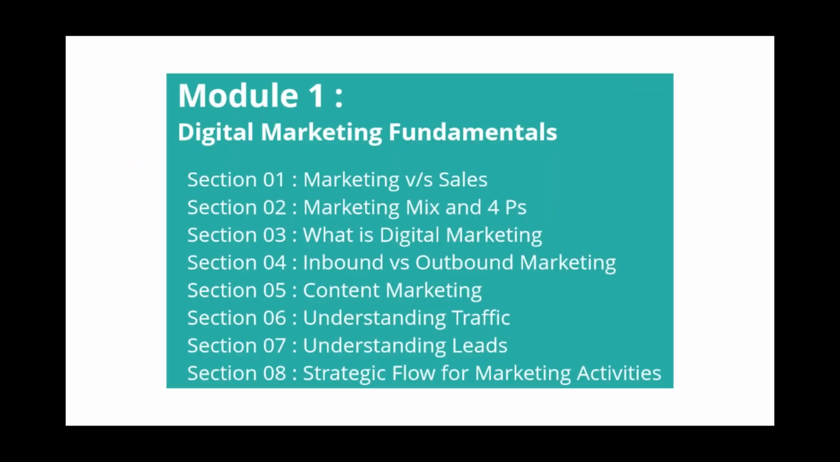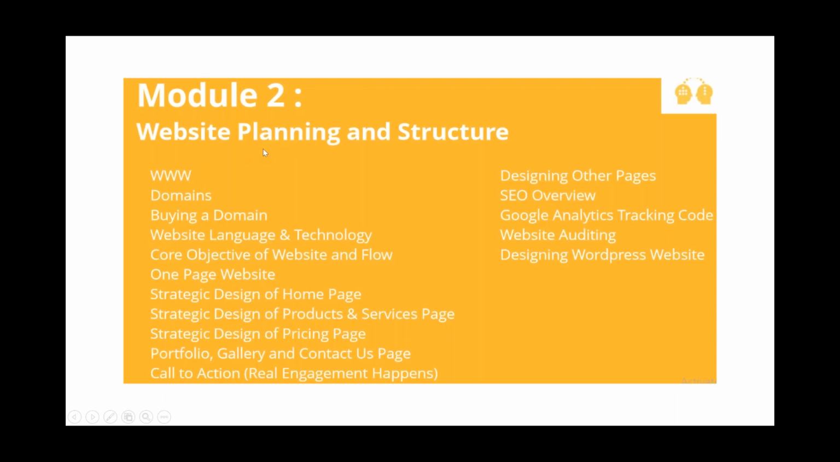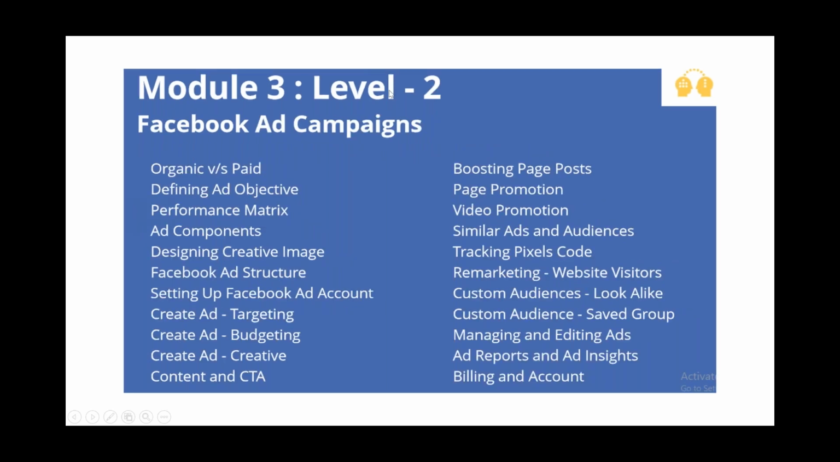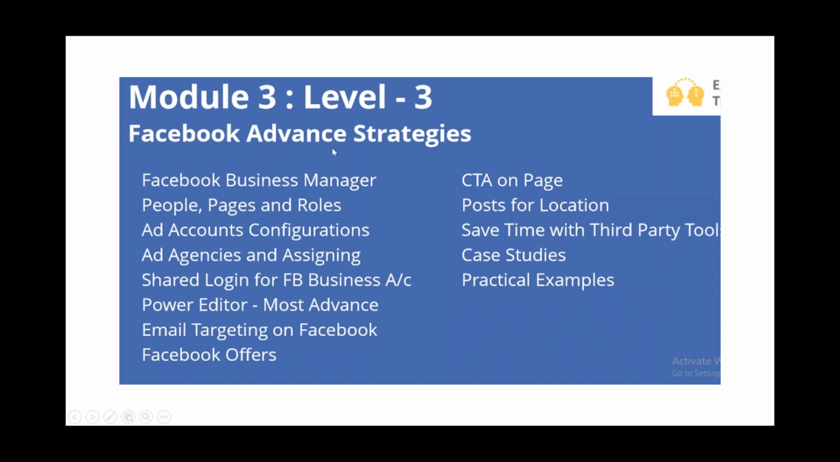Module 1, you start with digital marketing fundamentals. You start with what exactly is marketing, the difference between marketing and sales, what is digital marketing, what are the different types. Everything will be taught in the fundamentals. Second, we will tell them how to plan your website and structure your website. Third, we will teach them about Facebook marketing fundamentals. 3 levels are there: fundamentals, Facebook level 2, and Facebook level 3, which is advanced strategies. So you're going to tell them 3 different levels of Facebook will be taught to them.